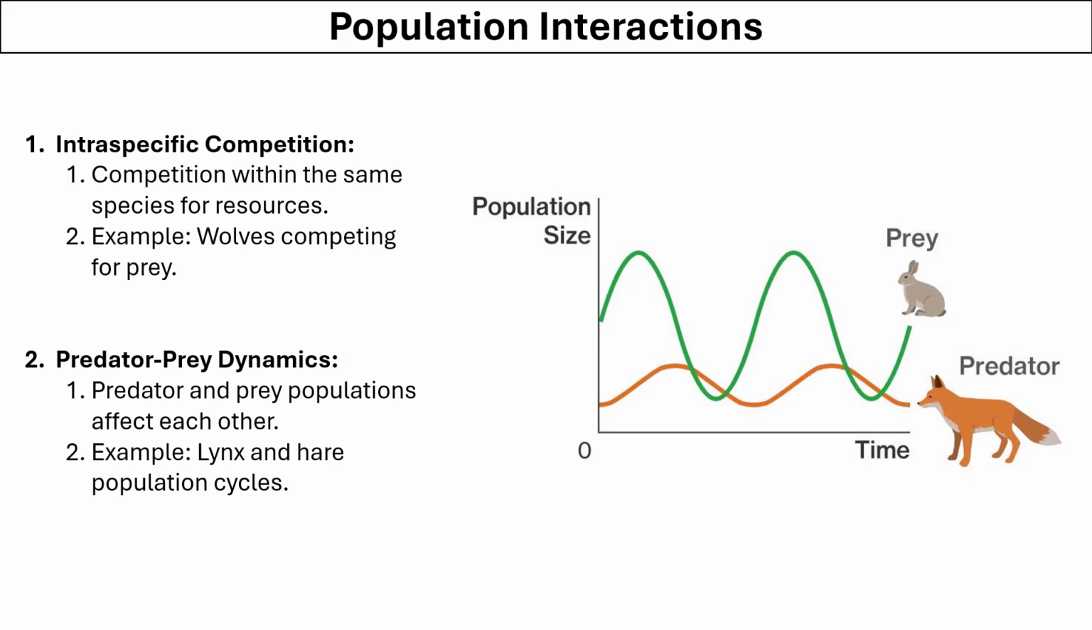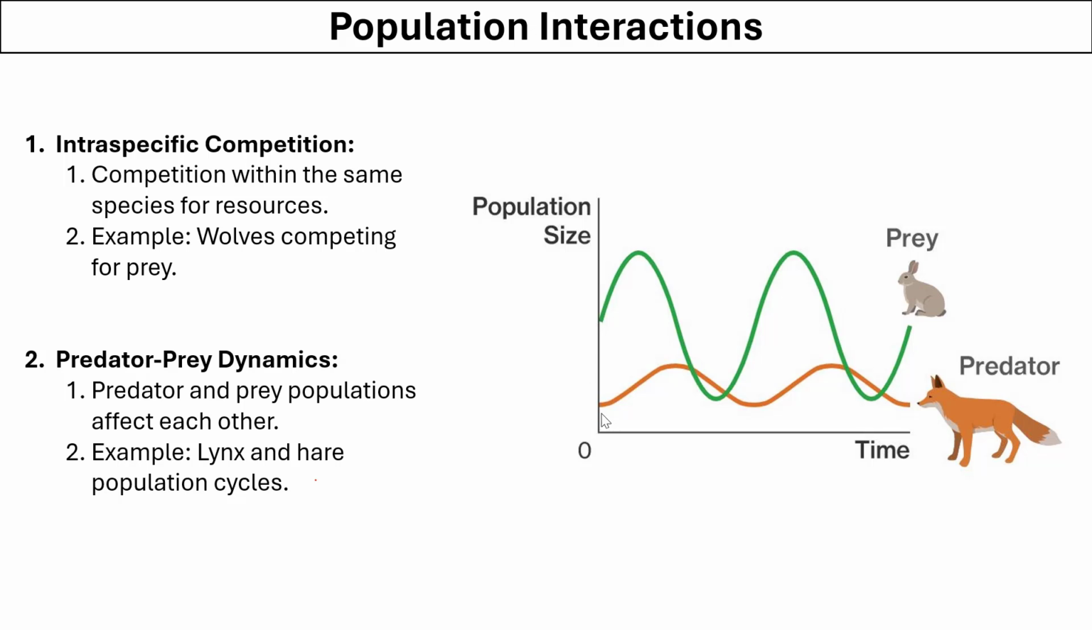Now there are two kinds of competition that exist among populations. One is intra-specific competition, that is the competition between individuals of the same species, mainly for resources. For example, a wolf competing for prey. And the other competition is between a predator and a prey, where the predator is trying to kill the prey and the prey is trying to escape or save its life. For example, the interaction between lynx and hare, where you see a cycling pattern.